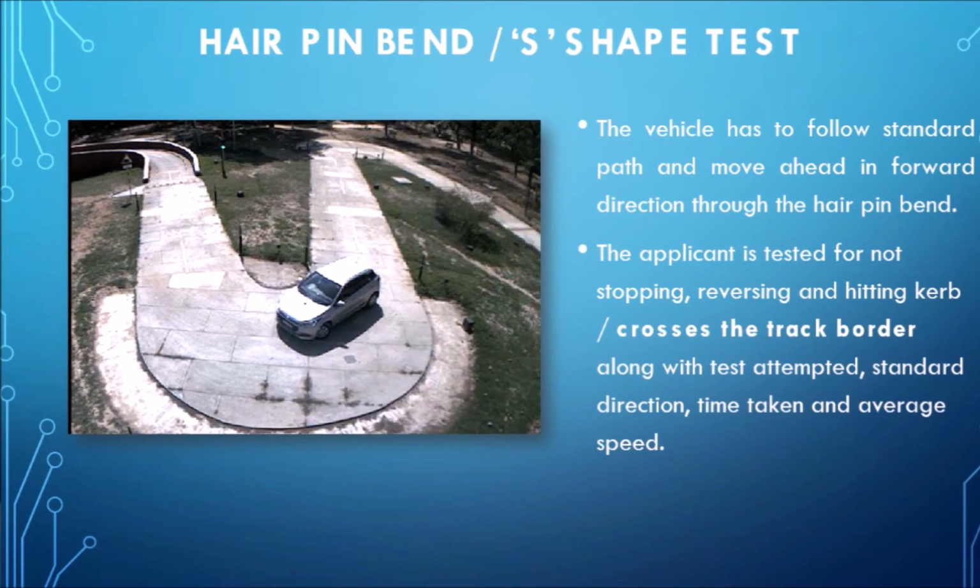Hairpin bend or S-shaped test. The vehicle has to follow standard path and move ahead in forward direction through the hairpin bend. The applicant is tested for not stopping, reversing, and hitting curb or crosses the track border along with test attempted, standard direction, time taken and average speed.